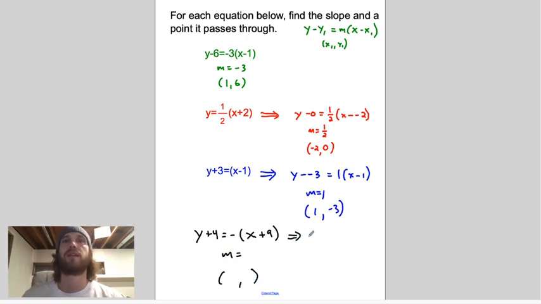Okay, if we're rewriting this, it would be y minus negative 4 equals negative 1 times x minus negative 9. Okay, and the reason I'm writing it this way is not because this is a more correct version. This is the most correct version to read. It's because this allows us to see the point and the slope a little clearer.